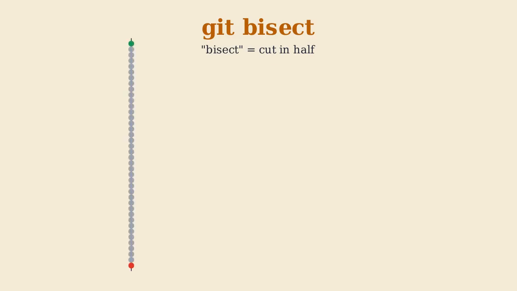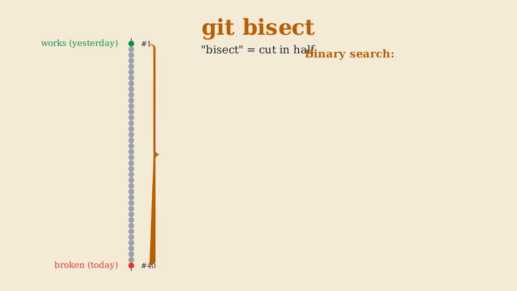Or think about debugging code. You've got a program that worked yesterday and broke today. You made 40 commits in between. How do you find the one that broke it? You don't reread all 40. You check the commit in the middle. If it works, the bug is in the second half. If it's broken, it's in the first half.